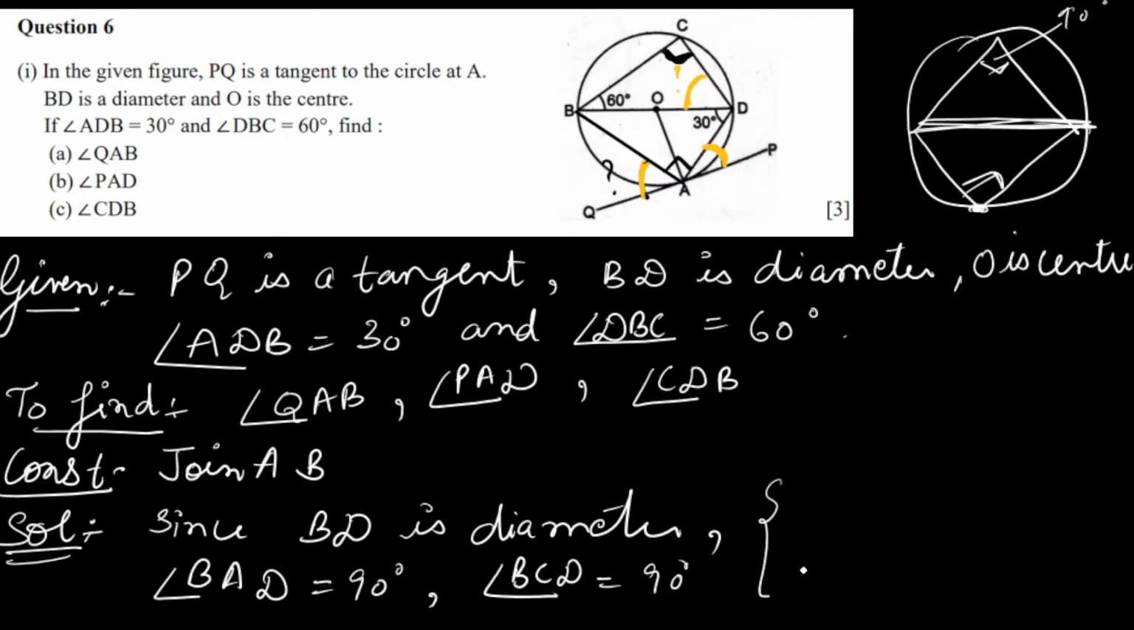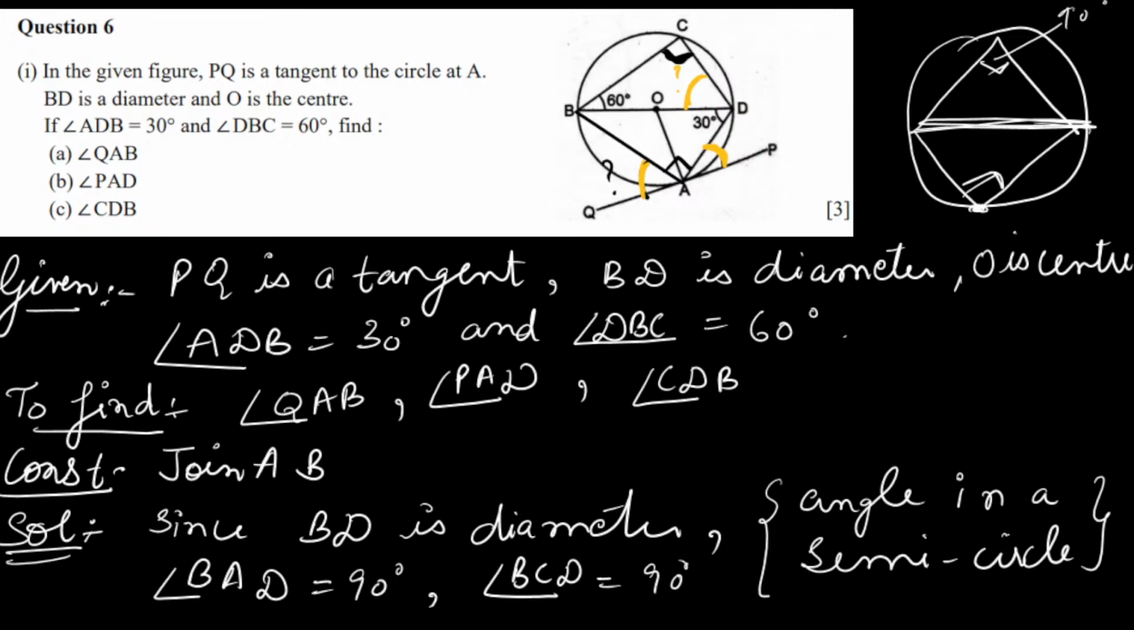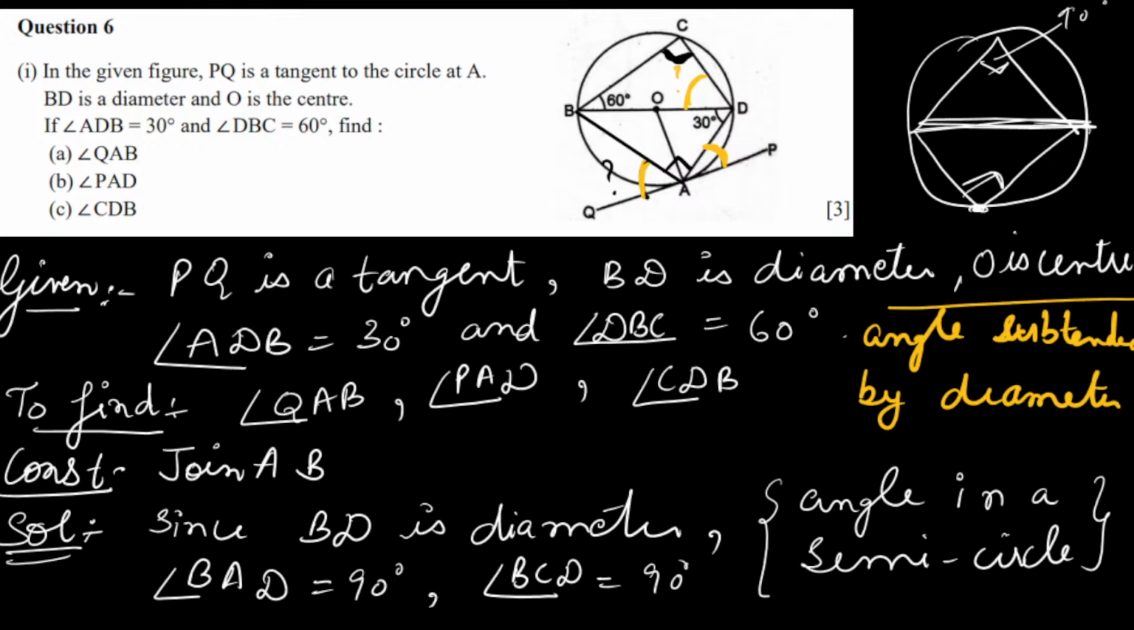Reasons are very important. Write either angle subtended by diameter or angle in a semicircle. Both are correct here, and both mean the same thing. So with the help of the diameter, we figured these out. Now let's come to the unknown angles. What do we have to find here?